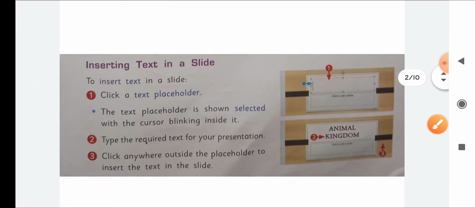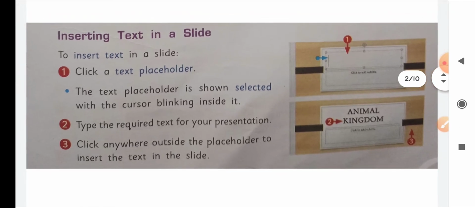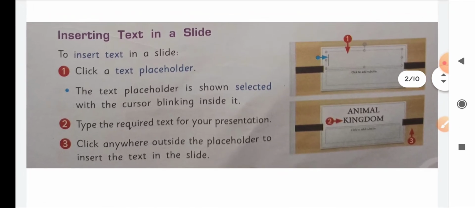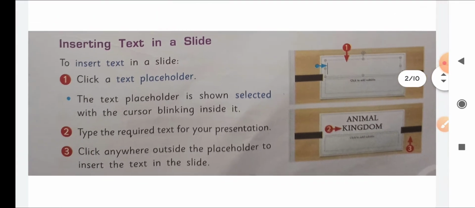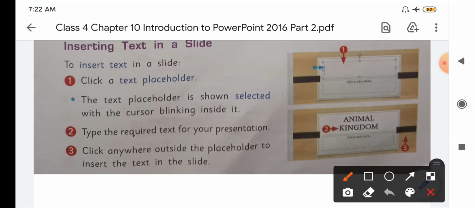Now, how to insert text in a slide. To insert text in a slide, click a placeholder. See here, this is the placeholder. Then type the required text. Second step, whatever you want to type in your presentation, you can type over here. And then, step number 3, click anywhere outside the placeholder to insert the text in the slide.